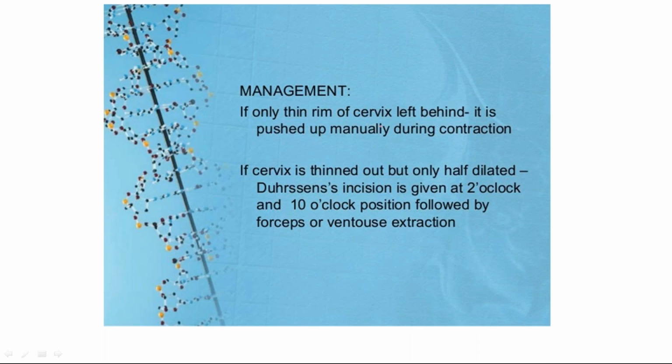The same incisions we even give in prolapse complicating pregnancy, where the whole cervix is outside the uterus, and naturally it doesn't dilate. So much hypertrophy is there, so much congestion is there, it won't dilate. So in such cases also, we give a Duhrssen's incision, immediately put forceps or ventouse and remove the baby. So that's about cervical dystocia.